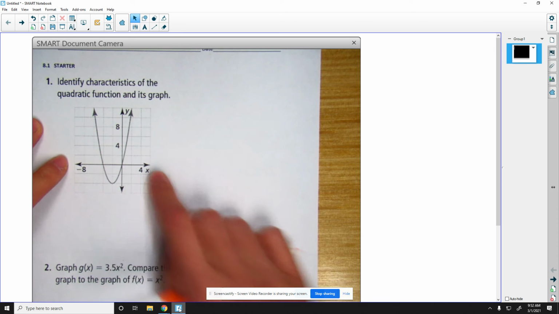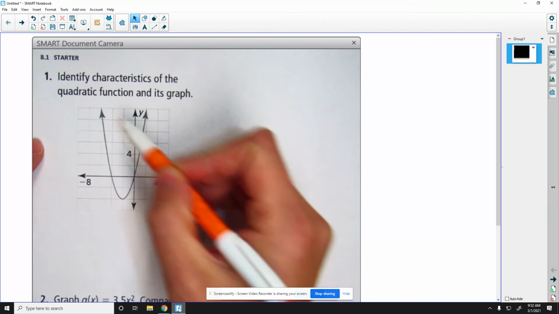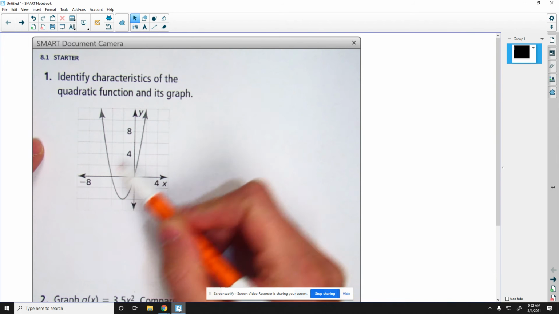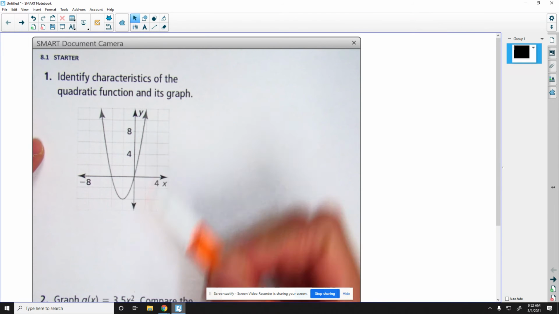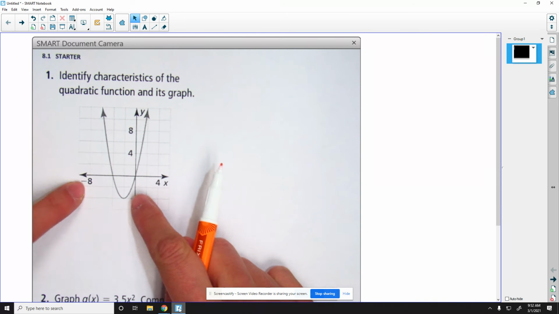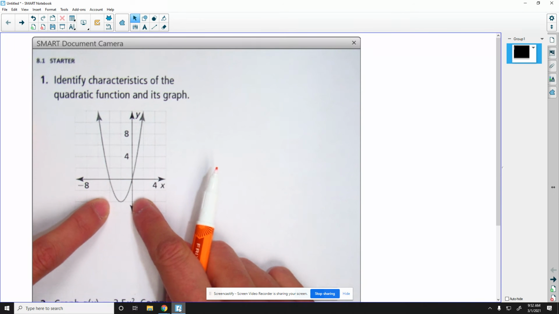Okay, so if you can remember, we started this chapter where we were graphing parabolas, okay? Remember, these are parabolas, which means they have an x squared in the equation. They're no longer straight lines. They're no longer y equals mx plus b. They're y equals x squared, okay? So what we can do is look at this picture, and there's a bunch of characteristics that we need to answer, okay?